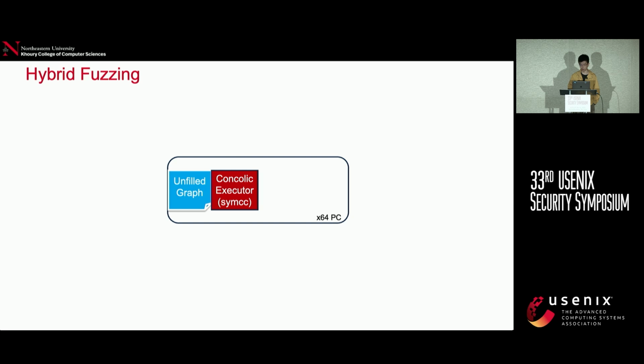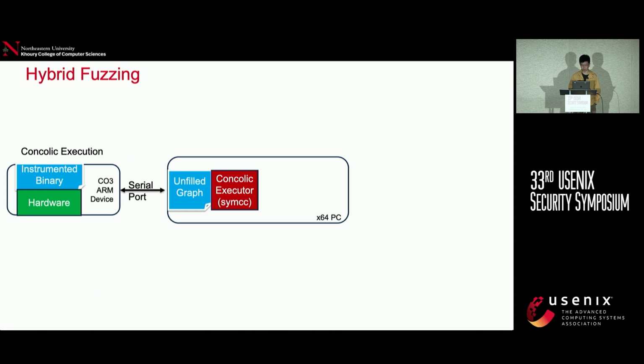So in our case, it's SymCC. It has APIs to build and solve symbolic constraints. And that's with the help of the unfilled graph, which calls the APIs of SymCC and builds and solves symbolic constraints. And what it does is it connects to the MCU through a very simple serial port.